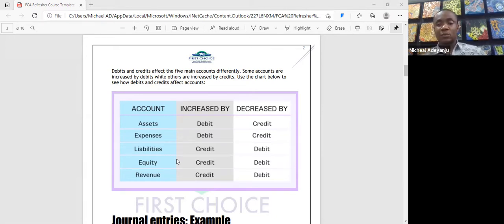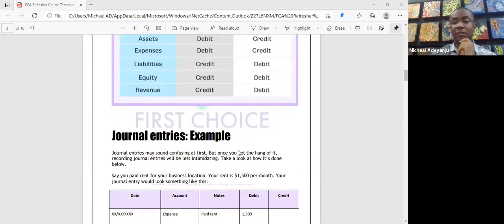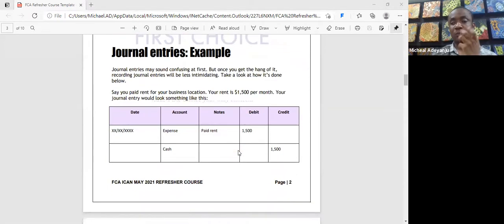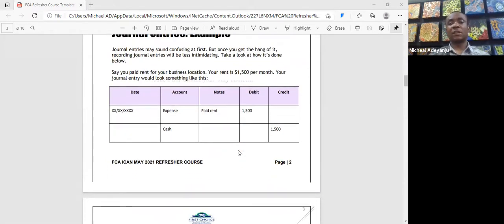So if you look at it this way, liability, equity, and revenue can increase by putting figures on the credit side and decrease by putting figures on the debit side. It is as simple and easy as that. Let's look at some examples to buttress our point. Journal entries may sound confusing in the first place, yes, but as time goes on, you will understand it, because it's just the simplest of all transactions when it comes to recording transactions.